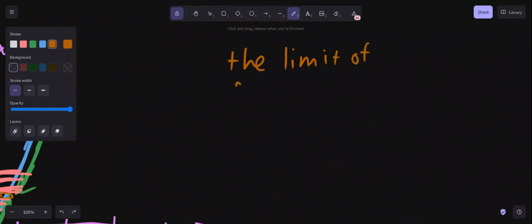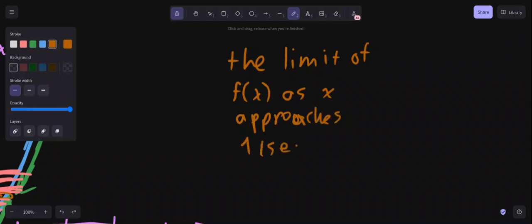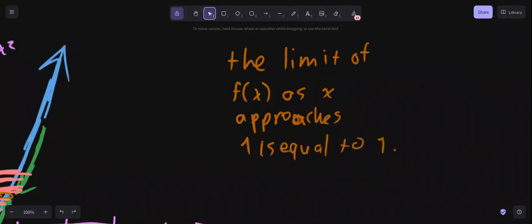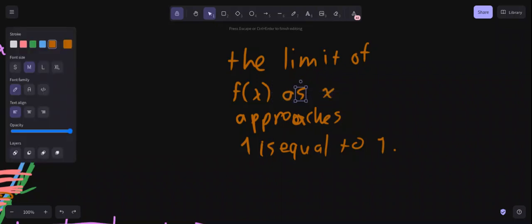of f of x as x approaches 1 is equal to 1. Also, as you would just give the function definition, it will.